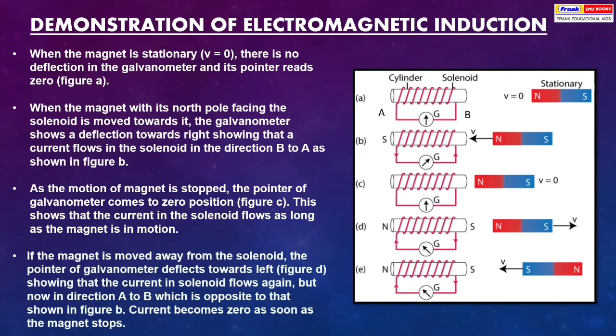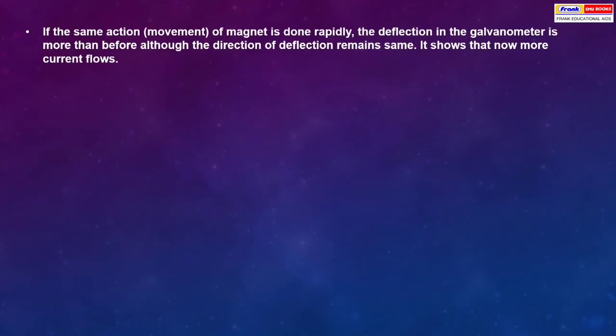If the magnet is moved away from the solenoid, the pointer of galvanometer deflects towards left, figure D, showing that the current in solenoid flows again, but now in direction A to B, which is opposite to that shown in figure B. Current becomes 0 as soon as the magnet stops. If the same movement of magnet is done rapidly, the deflection in the galvanometer is more than before, although the direction of deflection remains same. It shows that now more current flows.